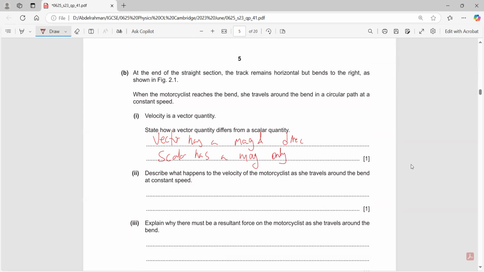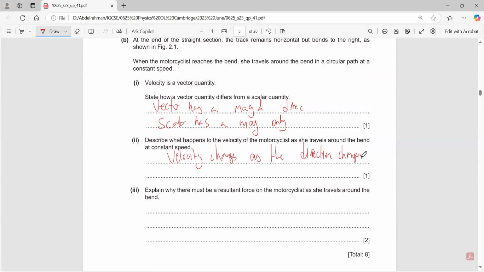Describe what happens to the velocity of the motorcyclist as she travels around the bend. As she travels around the bend, what happens? The velocity changes. Why? Because the direction changes. Velocity changes as the direction changes.